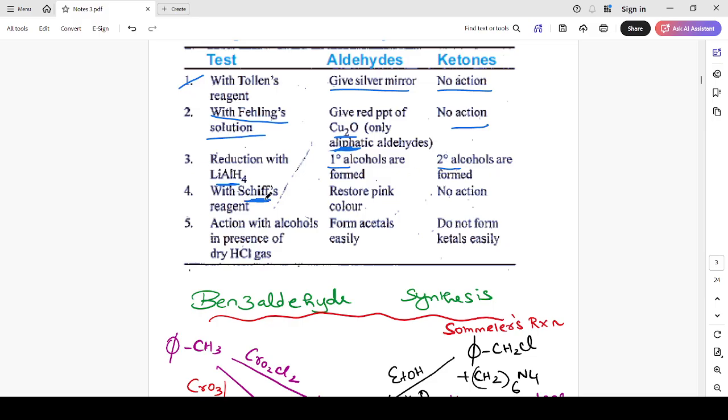Schiff's reagent gives you pink color with aldehydes. Here there is no reaction at all with ketones. When you treat with dry HCl gas, acetals are formed very easily, while ketals are formed, but not that easily. These are the prominent distinguishing reactions between aldehydes and ketones.